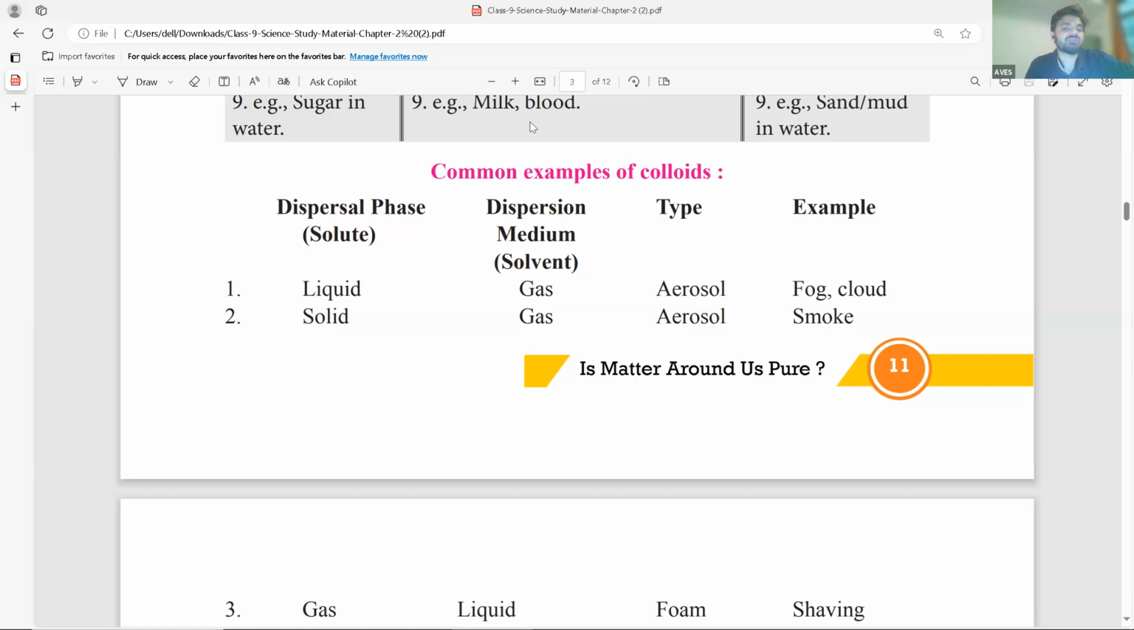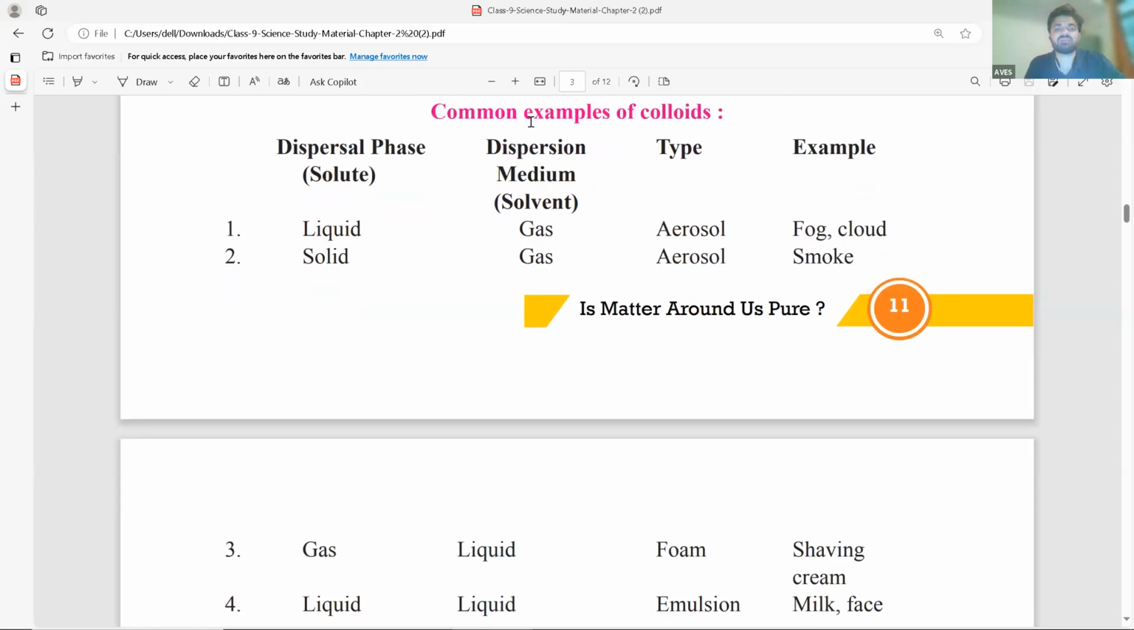So when we have solute as liquid and solvent as gas, we call them aerosol. So please make this chart fast. We called it fog. This is the last table that we are going to make. After that, we're going to end the class.